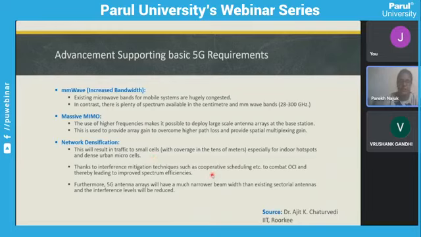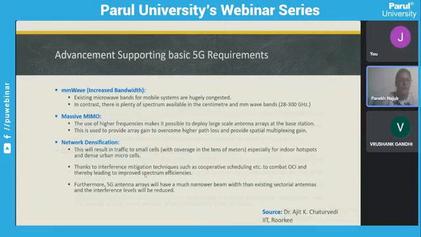Suppose some situation arises when there is a holiday, like Thanksgiving, Black Friday, Diwali. At that time, people will use more and more messages, more and more data. For that purpose, you need more and more coverage. You need to support more and more devices in a particular location. So this is the concept of network densification.